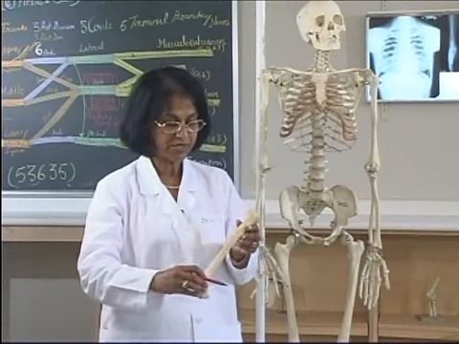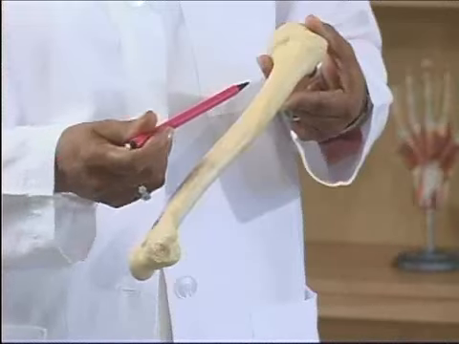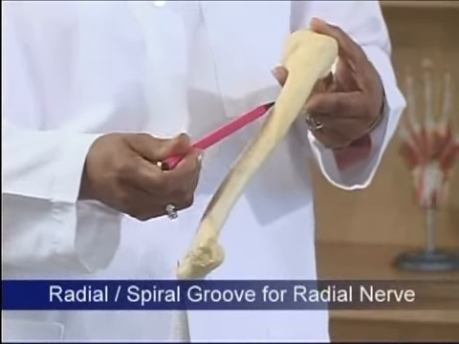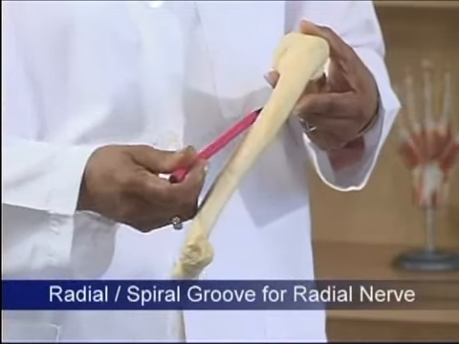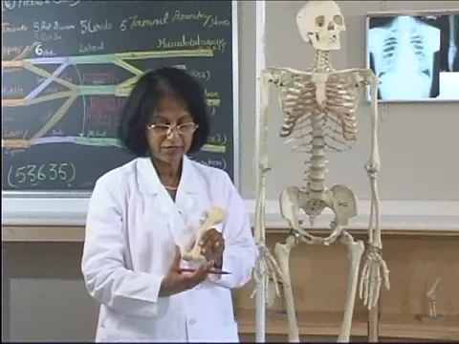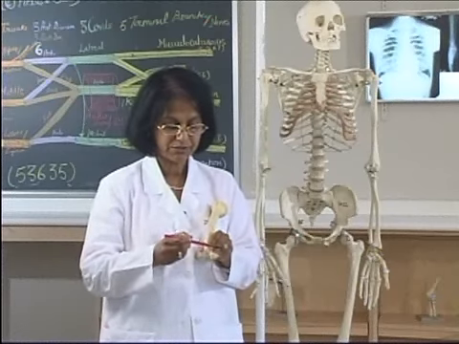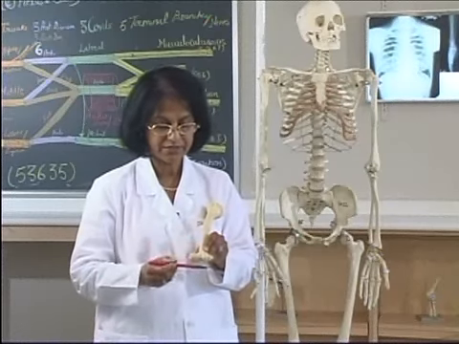On the posterior aspect, there is a very shallow groove. This groove here is called a spiral groove, and the spiral groove lodges the radial nerve. The lower end of the humerus is expanded and it is irregular.